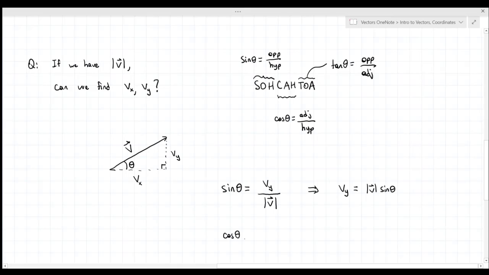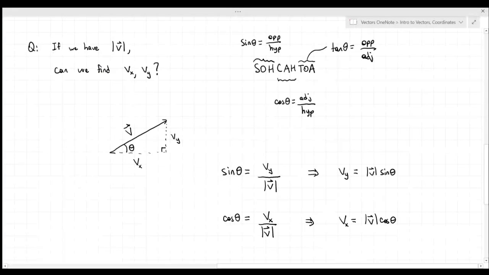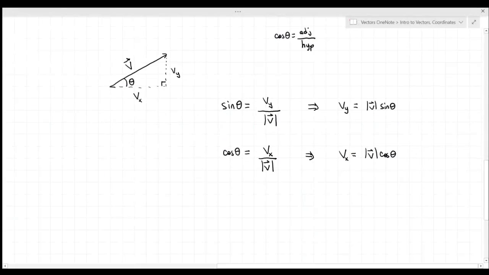Likewise, if we look at cosine being the adjacent over the hypotenuse, you could solve for the x component as being the magnitude of v times cosine of theta. So if you know the magnitude and you know one of the angles, doing some trig, you'd be able to recover the x and the y components. Let me do one example of this right now.